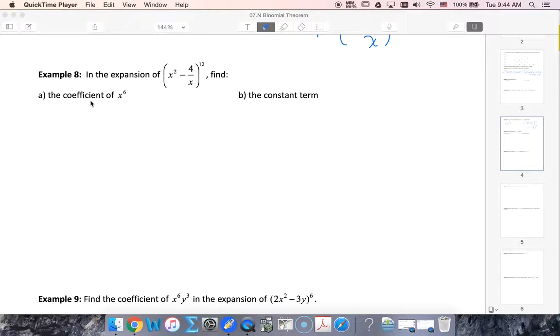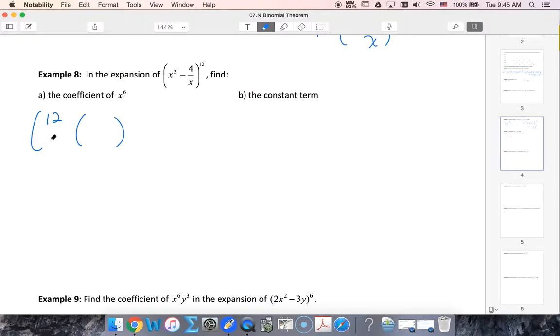All right, now in this example, we're looking for specific terms. So now I want the x to the 6th term. Well, before we had thought about just taking our x term and raising it to the 6th power and then working with our exponents from there. But in this case, both of our terms have x's in them. So I'm actually going to write out my expansion.